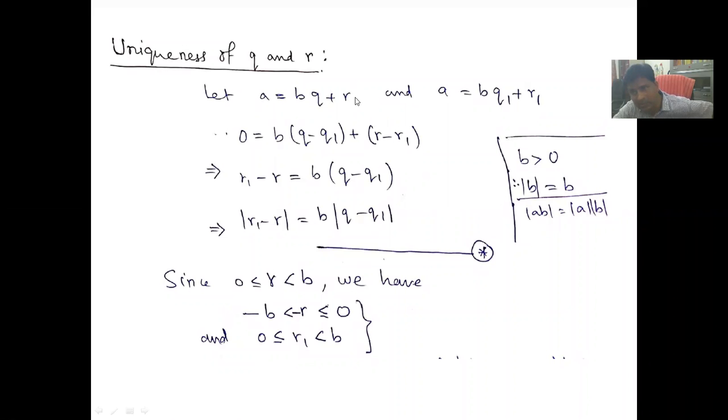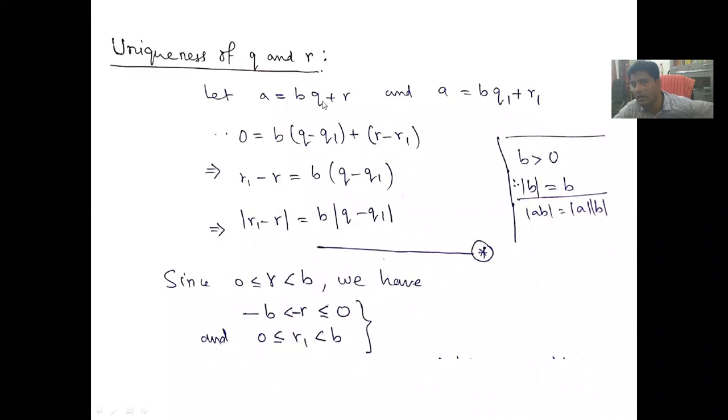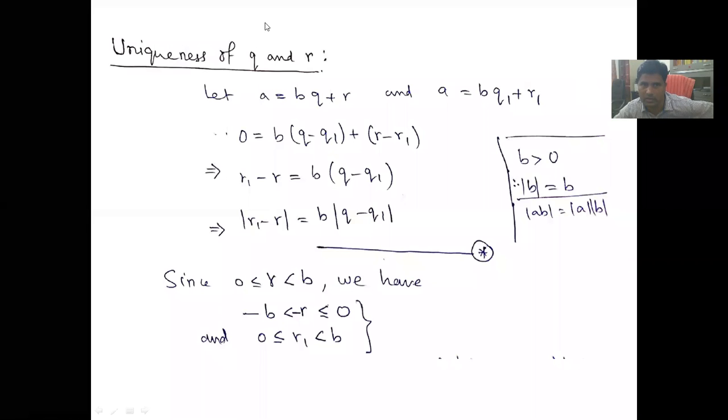This is the given representation, okay? Suppose we have another representation, BQ1 plus R1. You can also take Q2, R2. One is the original, BQ plus R, and the other you have chosen, BQ1 plus R1. Now our task is to show that Q equals Q1 and R equals R1. For this uniqueness purpose, we need to show these things.